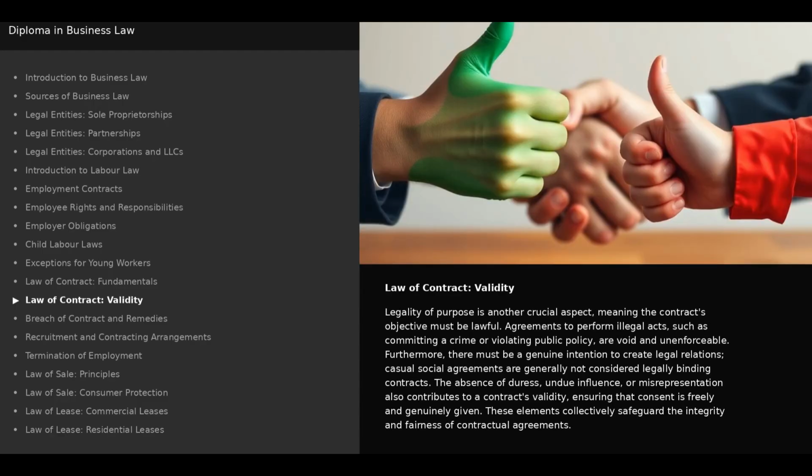Legality of purpose is another crucial aspect, meaning the contract's objective must be lawful. Agreements to perform illegal acts, such as committing a crime or violating public policy, are void and unenforceable. Furthermore, there must be a genuine intention to create legal relations. Casual social agreements are generally not considered legally binding contracts. The absence of duress, undue influence, or misrepresentation also contributes to a contract's validity, ensuring that consent is freely and genuinely given. These elements collectively safeguard the integrity and fairness of contractual agreements.